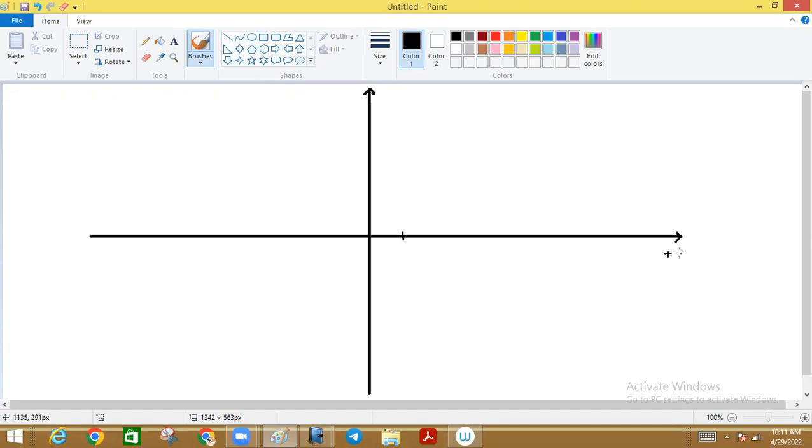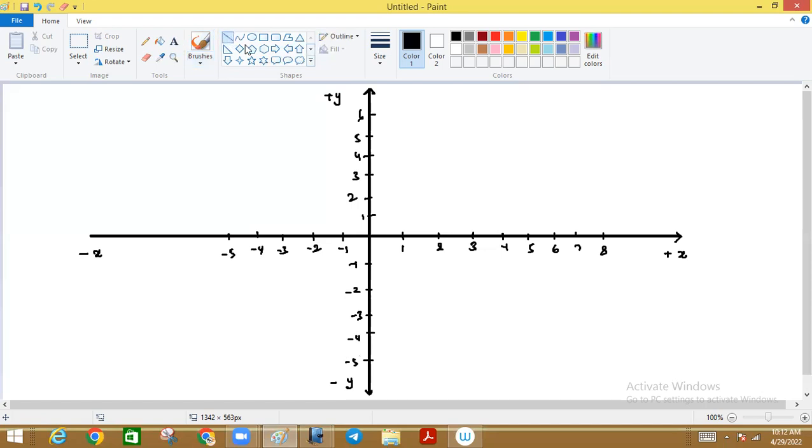This is positive x-axis, negative x-axis, positive y-axis, negative y-axis. 1, 2, 3, 4. -1, -2, -3, -4, and -5. 1, 2, 3, 4, 5, 6. -1, -2, -3, -4, -5.